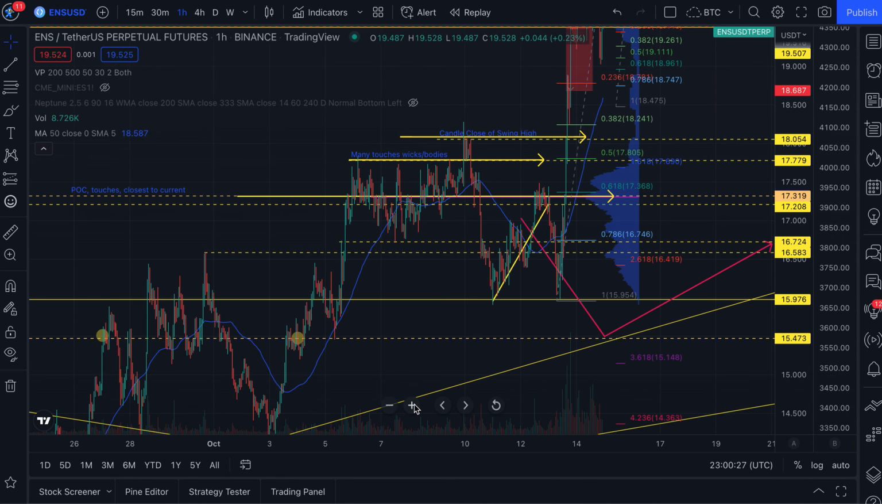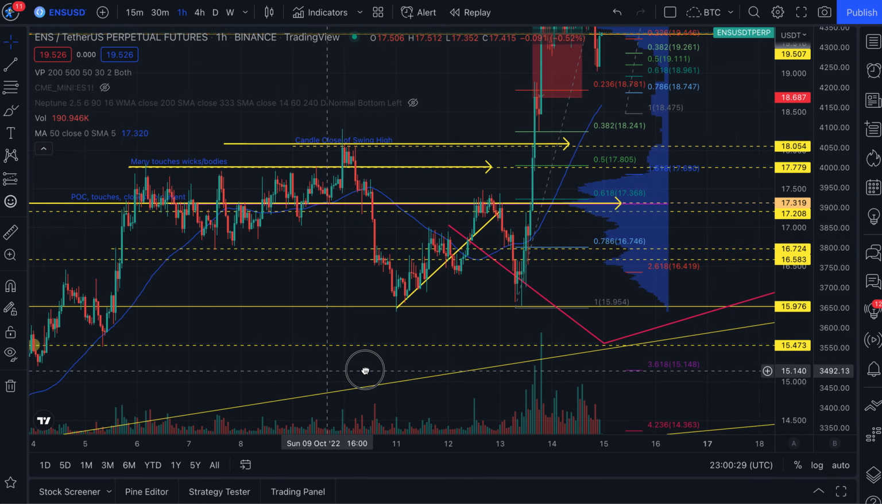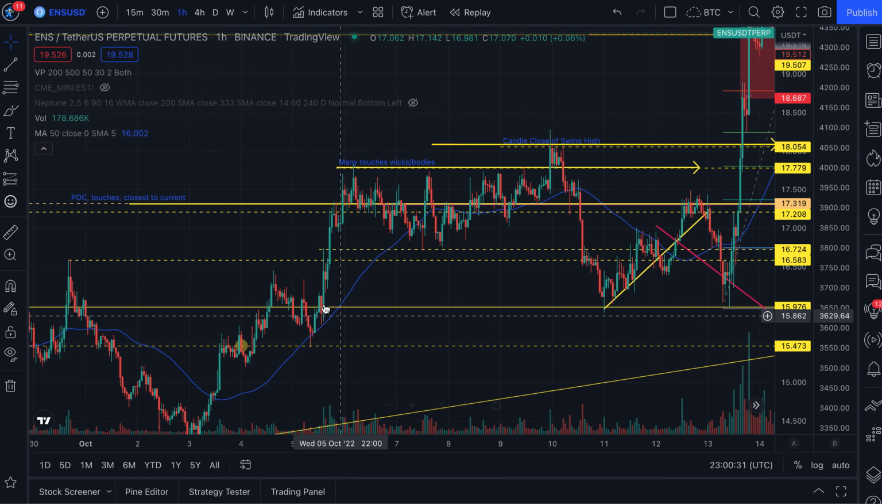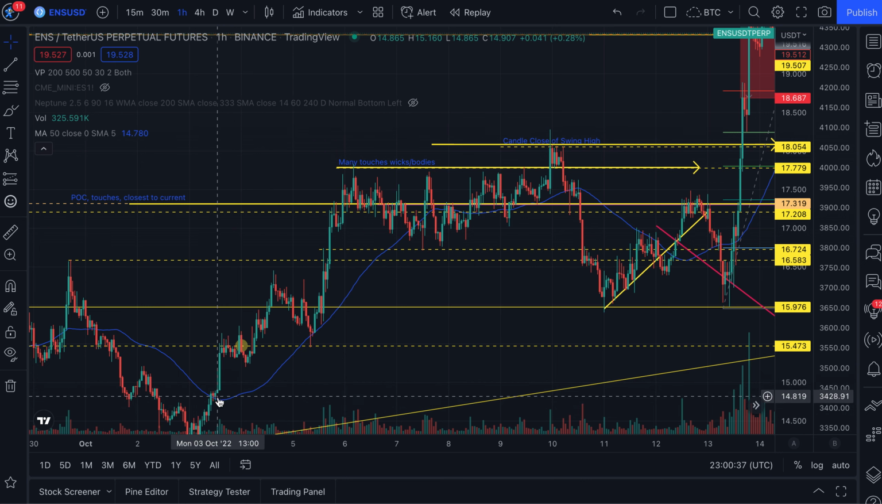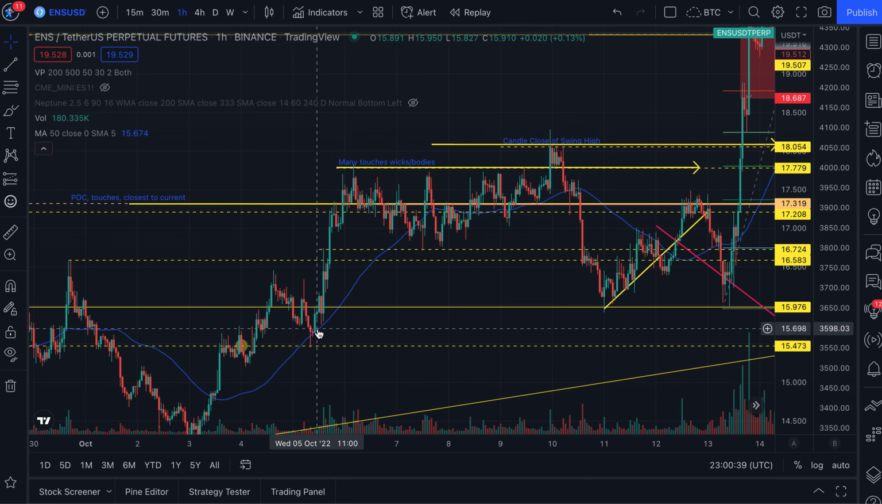Okay, let me zoom in here more. Sorry, my computer's kind of slow. Right here, and it does so after taking back the 50 SMA and reacting off of it quite strongly, which was also confluence with this long-term support. Okay, so that's what caught my attention.